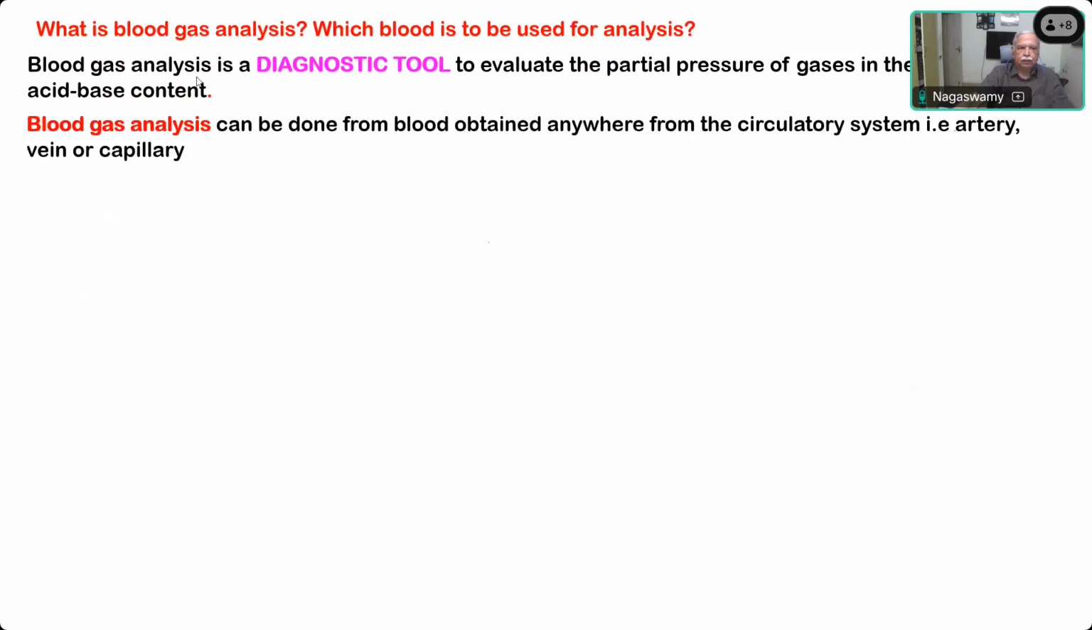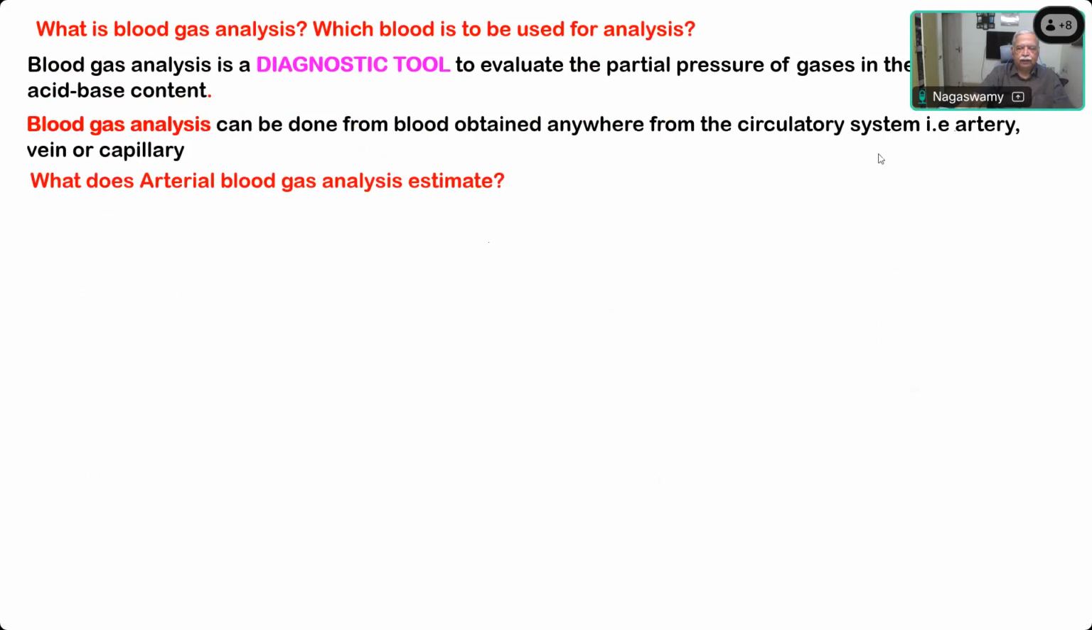Okay. I'm not specifically saying arterial blood gas. So it is saying only blood gas analysis. So blood can be taken from anywhere in the circulatory system. What does arterial blood gas analysis estimate?